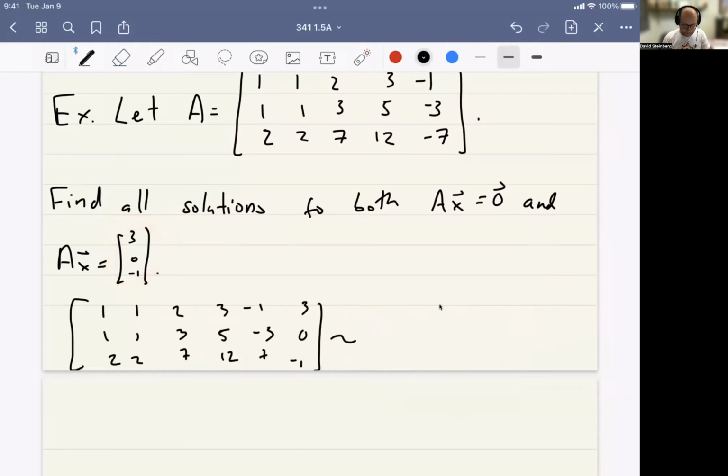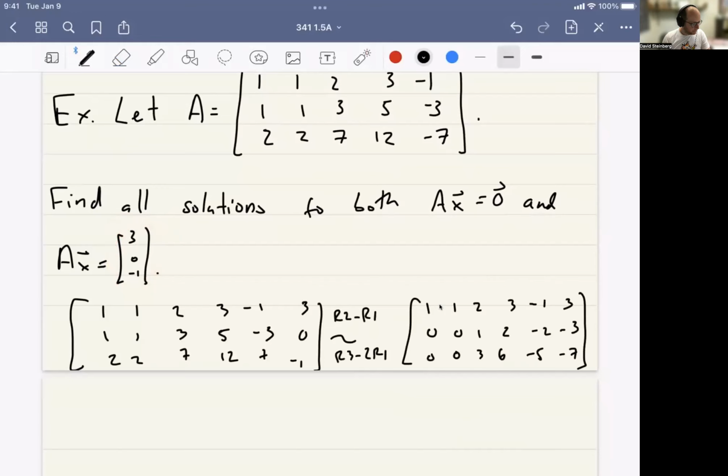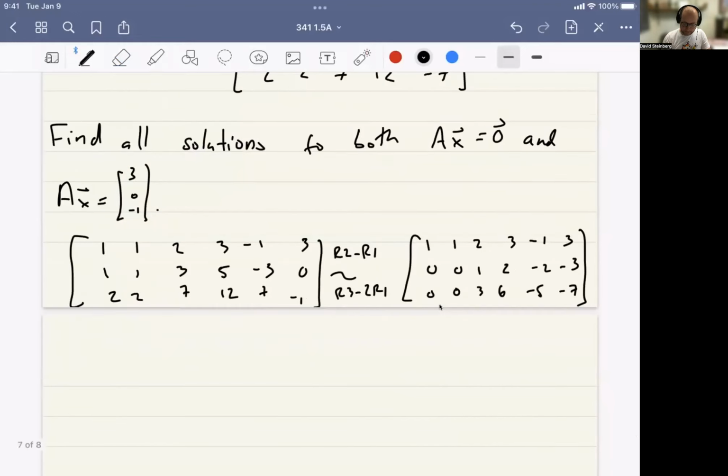Okay, and now we want row 2 minus row 1, row 3 minus 2 row 1. So 1, 1, 2, 3, -1, 3, then 0, 0, 1, 2, -2, -3. And then 0, 0, 3, 6, -5, -7. Okay, so then let's try and kill that 3 there. So we'll do row 3 minus 3 row 2.